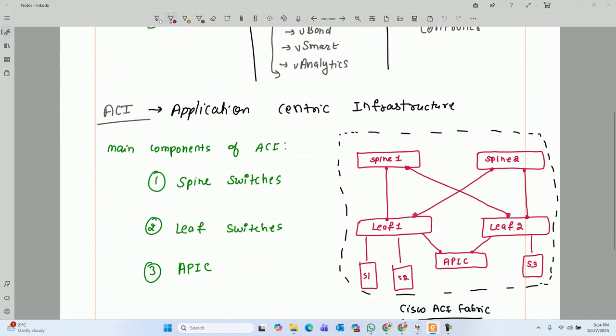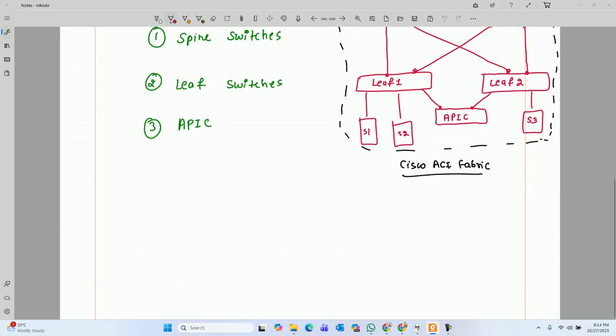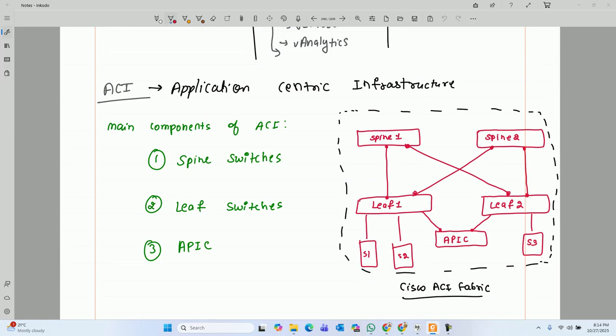Then we have discussed why we gave it this name, application centric infrastructure, because now our focus is to enhance the experience of applications, application installment and all. So our focus is on the application now. We don't want to focus on the underlay and all. That's why the underlay is completely automated in our ACI environment. We are automatically configuring IS-IS in the underlay.